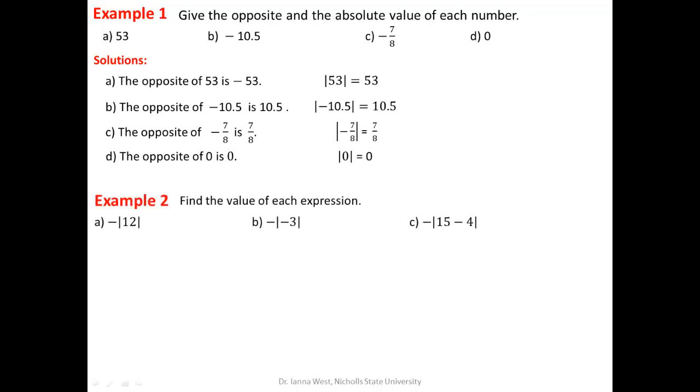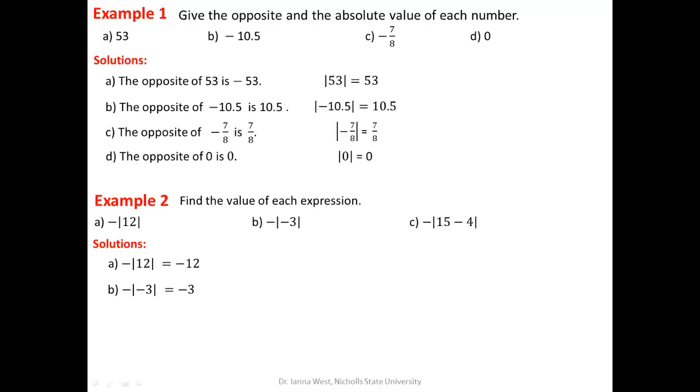Example 2. Find the value of each expression. For the first expression, we are taking the negative of the absolute value of 12. We know that the absolute value of 12 is simply 12, and then we're going to take the negative of it, giving us -12. For the second one, we are taking the negative of the absolute value of -3. We have seen that the absolute value of -3 is 3. When we take the negative of it, we get -3.